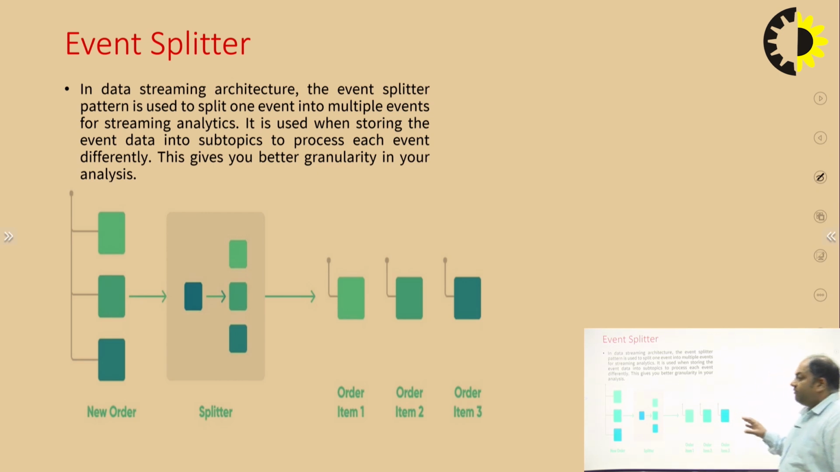This provides granularity in their analysis. Granularity means they will know how many users are watching stock market, how many users are watching politics news, how many users are watching world news. So with this splitting, they can do analytics easily.